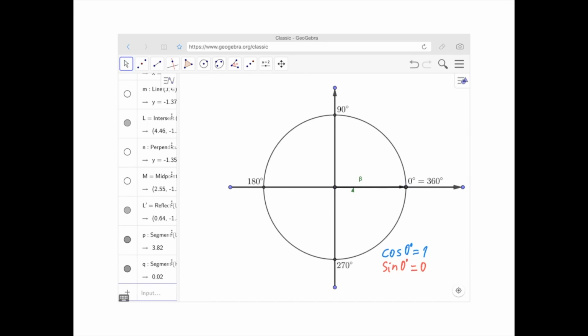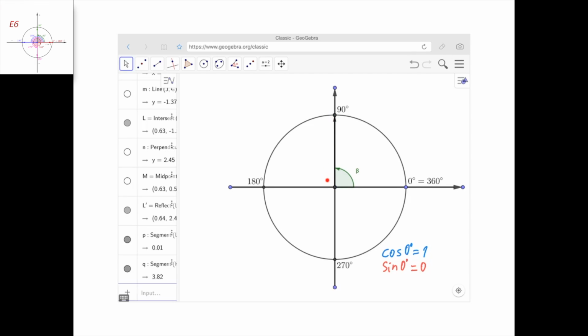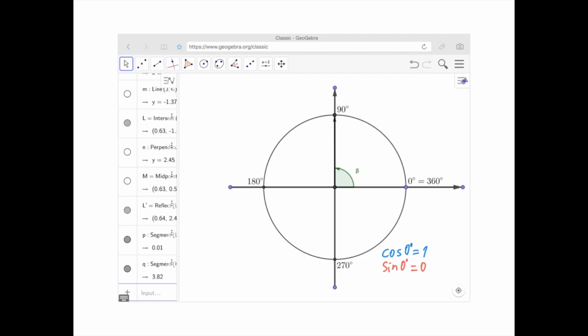Now let's try and see what's cosine of 90 degrees and sine of 90 degrees. So we need to move the point such that beta equals 90 degrees. And now we can see that the horizontal component becomes essentially 0. So cosine of 90 degrees is 0. And the vertical component, which is this one, equals 1 because it is the radius of the circle. And so sine of 90 degrees is 1.